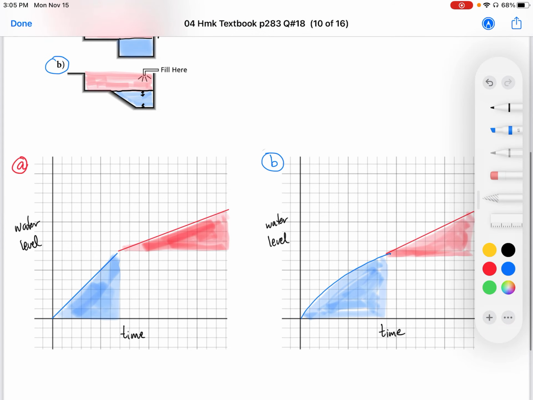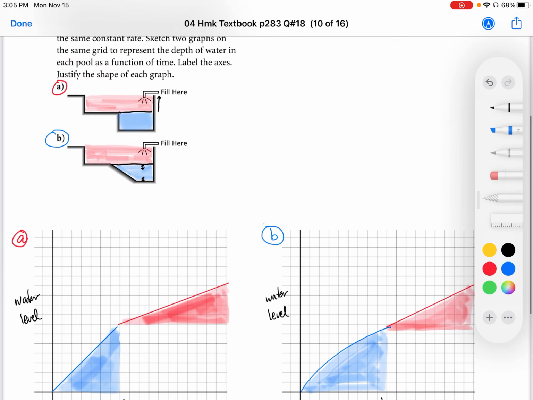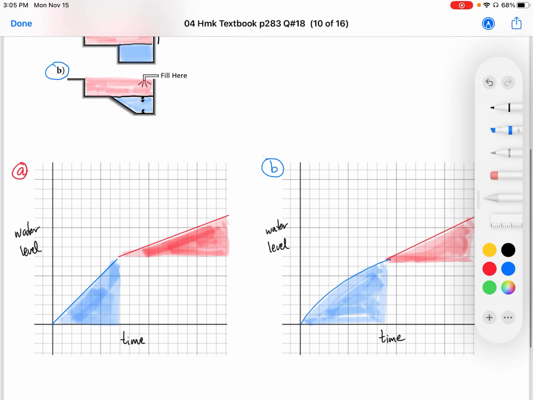If I take a look at B here, what ends up happening is that we start off going quickly, so the slope is quite high, and then it levels off a bit as we get closer to the top edge of the pool. Once we fill up the blue part, the red part is going to be the same as in A. It's going to be modeled by a straight line. It's going to be a lower slope than for the blue part, because the rate at which the water level rises slows down.